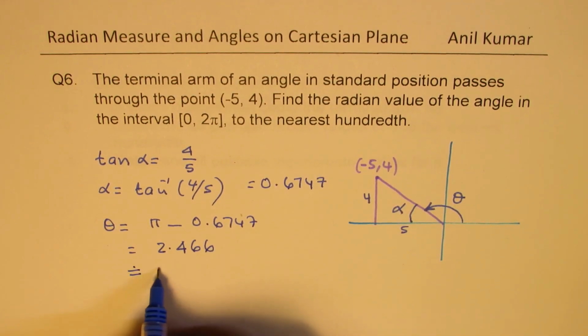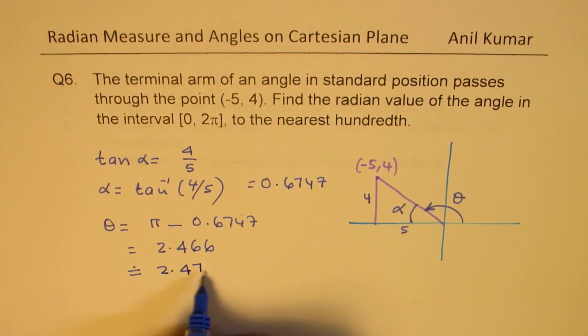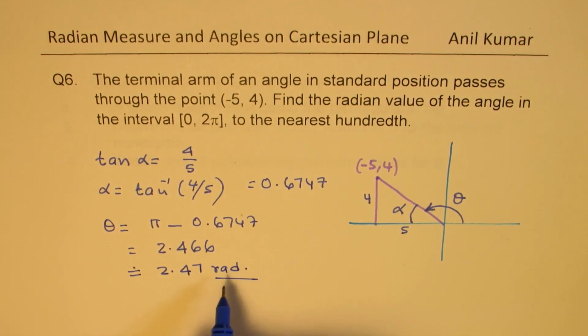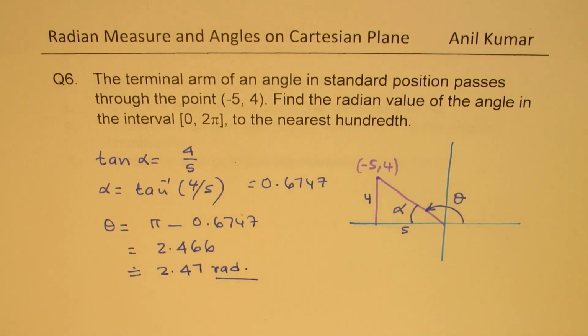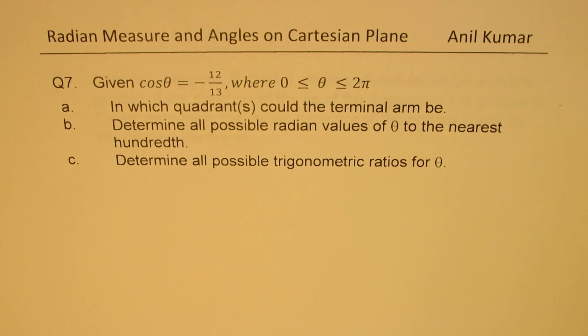So we'll round this to 2.47 radians. Now radians is a ratio, so even if you don't write radians, it means radians. So I hope that point is absolutely clear, right? Now let's take question number 7. At this stage, I would like you to pause the video, answer the question, and then look into my suggestions.